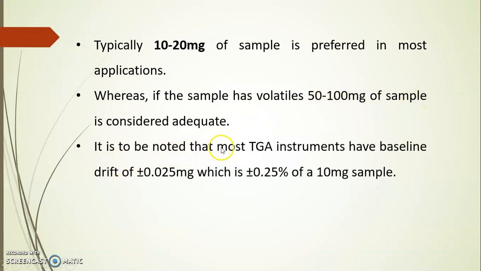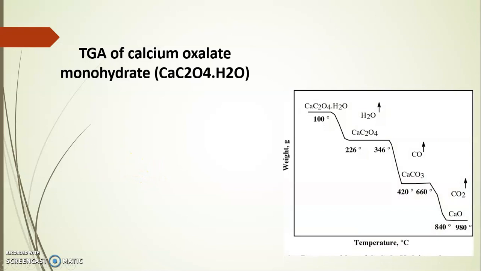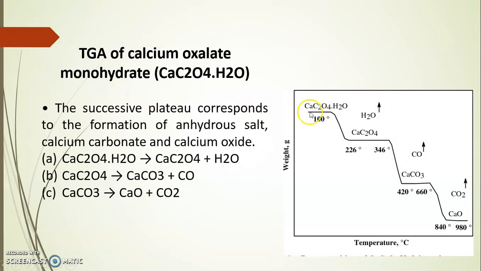It is to be noted that most TGA instruments have a baseline drift of plus or minus 0.025 mg, which is plus or minus 0.25 percent of a 10 mg sample. So next is an example of a TGA curve of calcium oxalate.